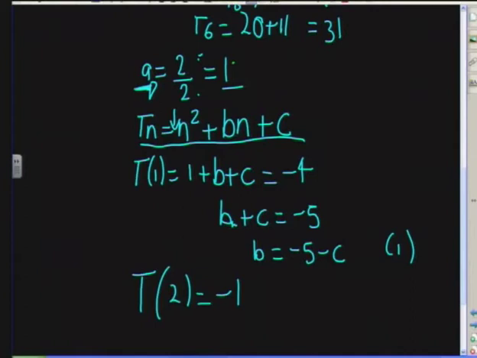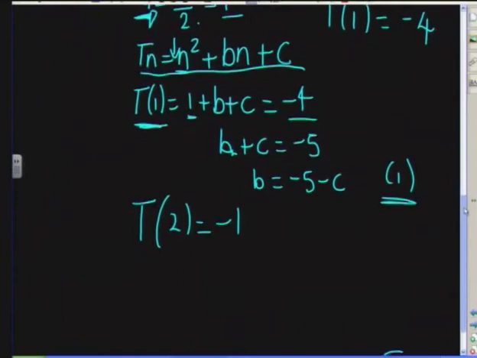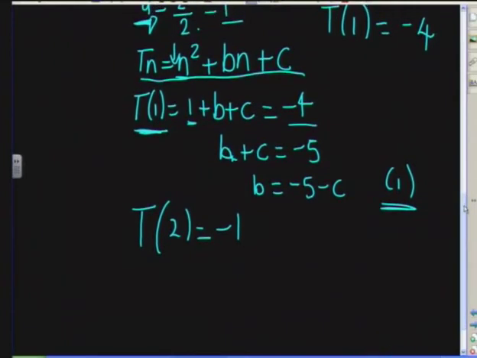Now, when we do the simultaneous equations, we've got to use terms that are in the sequence to help us find b and c. So I knew that term 1 is minus 4. Therefore, in place of n, I put in 1, and I say term 1 is equal to minus 4. And this will give me one equation that I can use to solve simultaneously for b and c. All right, so this is going to become 1 plus b plus c is minus 4. Therefore, b plus c is minus 5. And b is equal to minus 5 minus c, which we call equation 1.